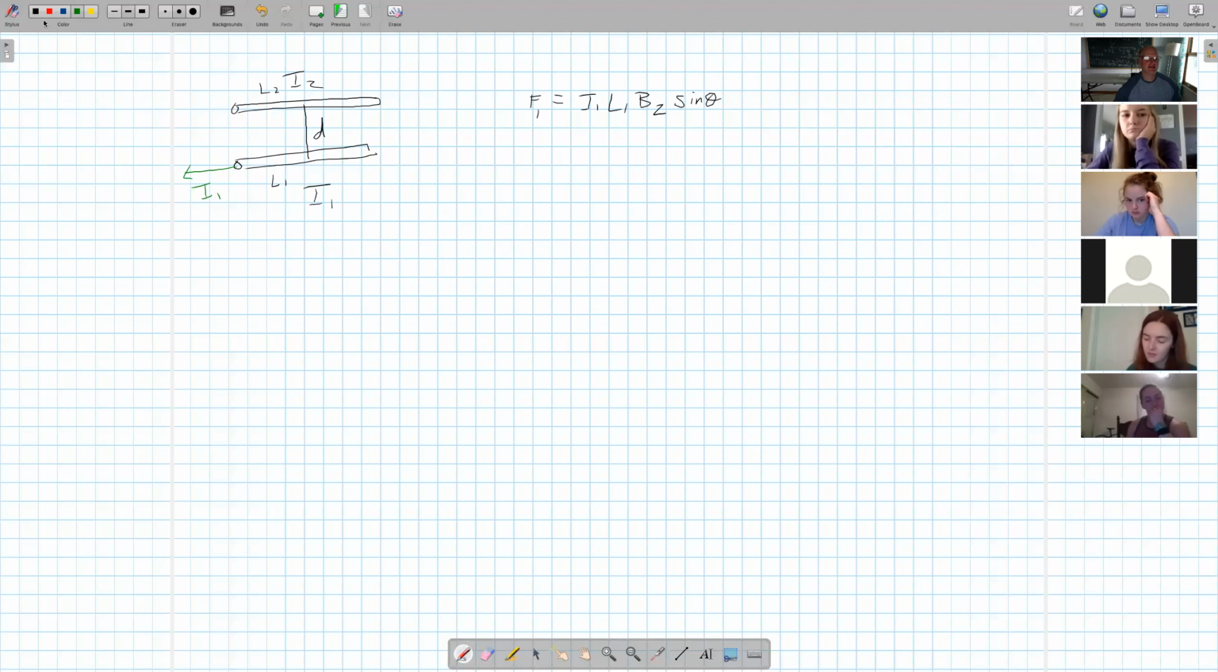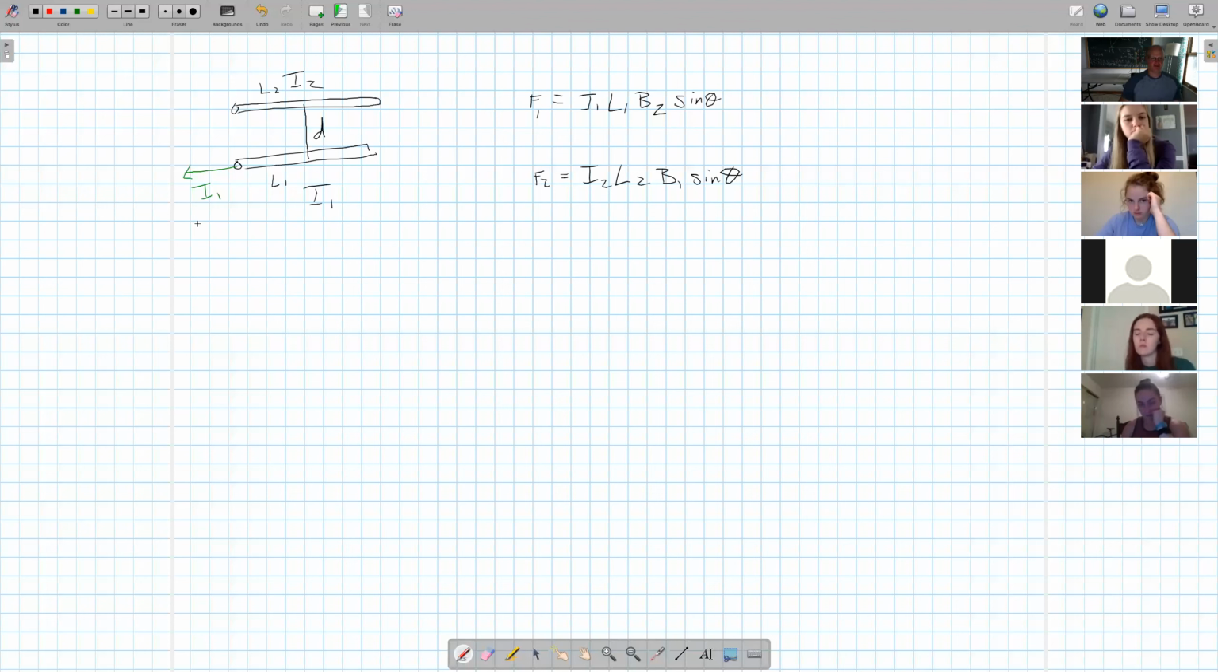Simultaneously, we also know that the force on wire 2 is equal to the current going through 2 times the length of 2 times the magnetic field from wire 1, because this one is feeling the magnetic field from him, which is generating force. But simultaneously, this one is feeling the magnetic field from him, which is also generating his force, times sine of the angle between the two. Good. So let's look at wire 2 here and determine what type of force he is going to feel by looking at wire 1.